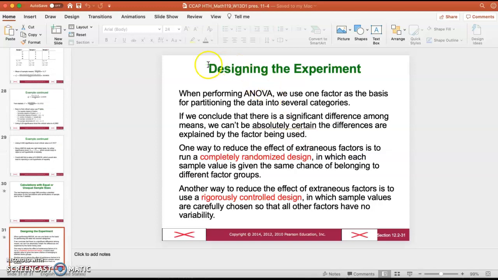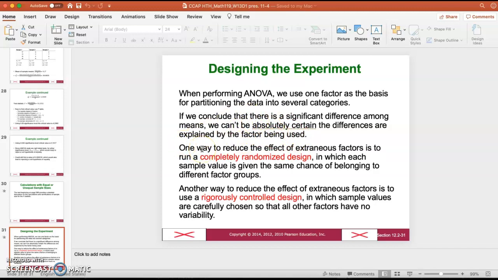And just some other extension notes here. For when you design the experiment of an ANOVA, just some things to keep in mind if you want to make an ANOVA good, basically. When performing an ANOVA test, we use one factor as the basis for partitioning the data into several categories. So just one factor to separate the different samples. Then if we conclude that there's a significant difference among means, we can't be absolutely certain the differences are explained by the factor being used. We would just know that the means would not be the same.